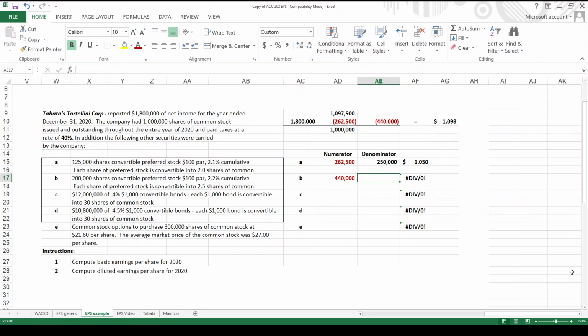All right, how many shares would be created, common shares, if the 200,000 preferred shares in letter B get converted? Well, that's 2.5 shares per common. So we multiply.